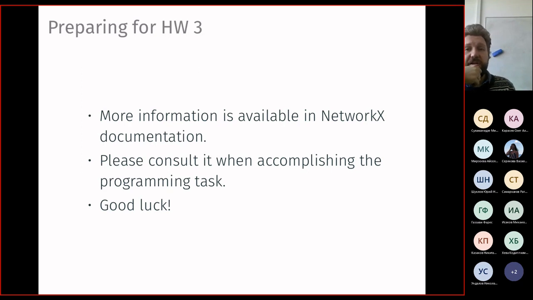So this means that the first assignment can be submitted today till 3 p.m. Moscow, and I think then GitHub will just close the possible submissions. And the second assignment is said to be due today, but it can also be submitted by email till 3 p.m. tomorrow. It's also possible.